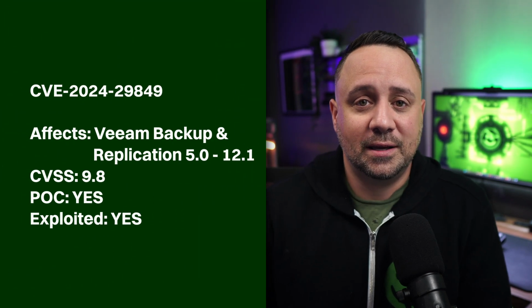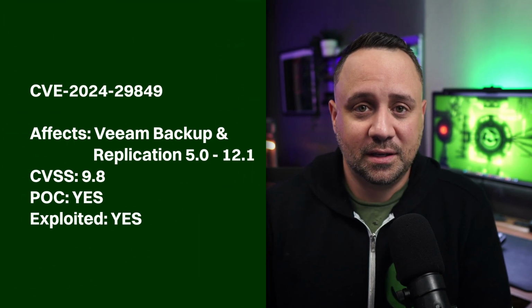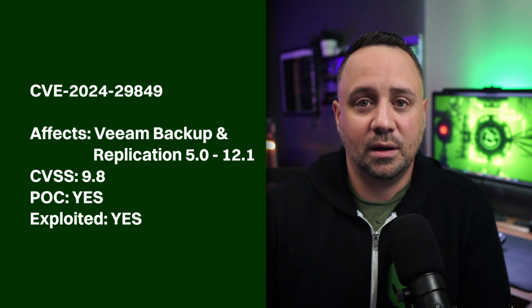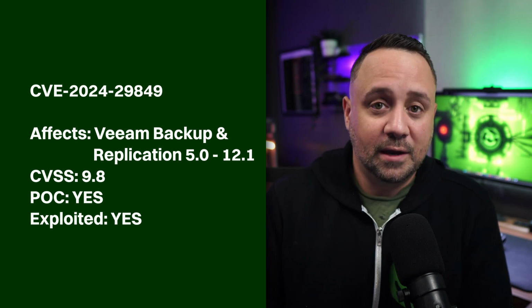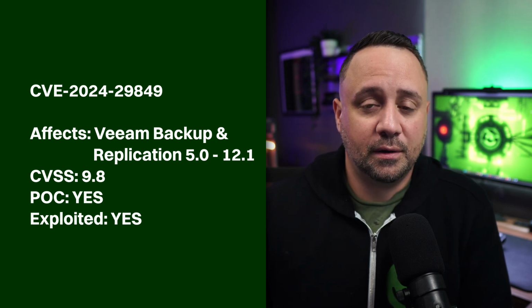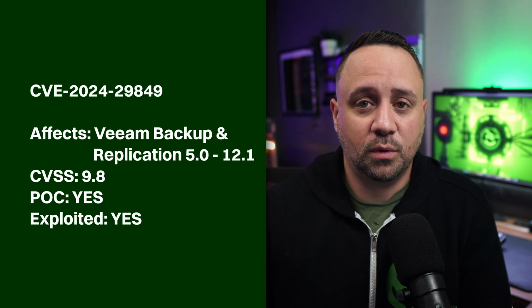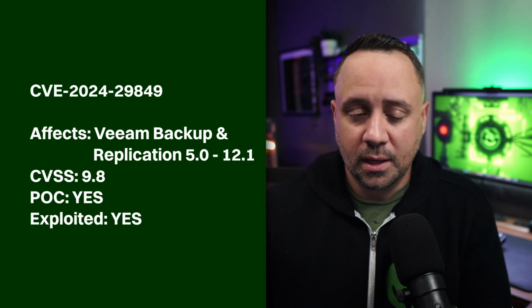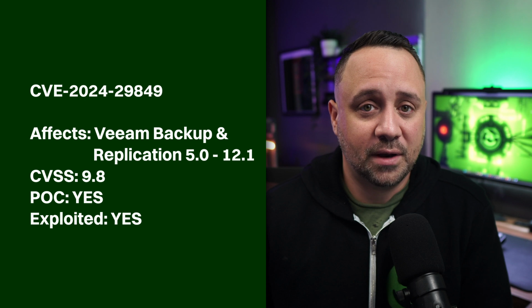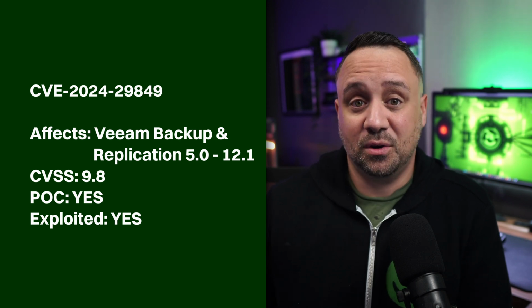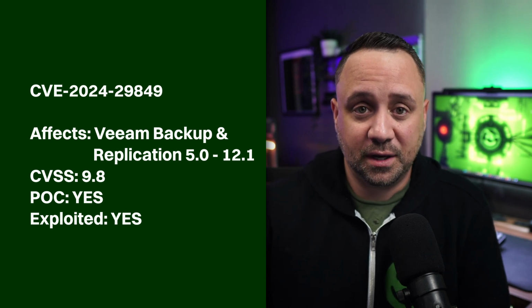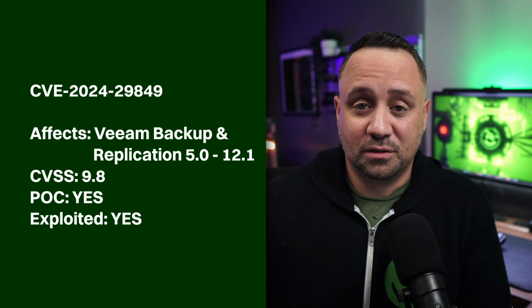The next vulnerability that we're going to be talking about is an authentication bypass for Veeam Backup and Replication. This has a CVE ID of CVE-2024-29849. It affects Veeam Backup and Replication from version 5.0 all the way until 12.1. It has a CVSS score of 9.8. Proof of concept code actually exists for this vulnerability, and it is actually being exploited in the wild.